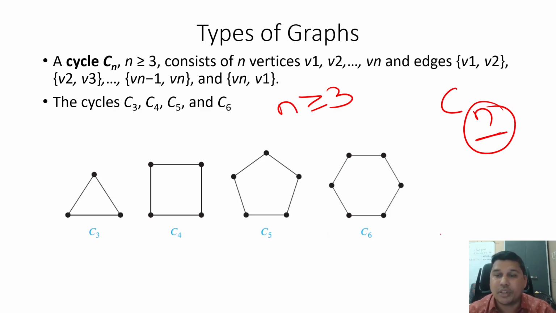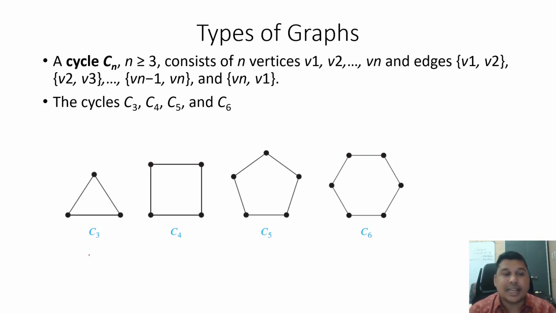That is the condition, because I cannot say v1 and v2. If I have a graph like this with 2 vertices, I cannot say it's a cycle. Okay, what is the definition of a cycle graph? If I start from a vertex v1, I should have exactly one path, and I should be able to come back to the same vertex.